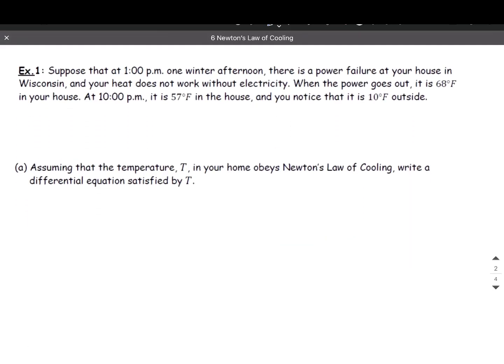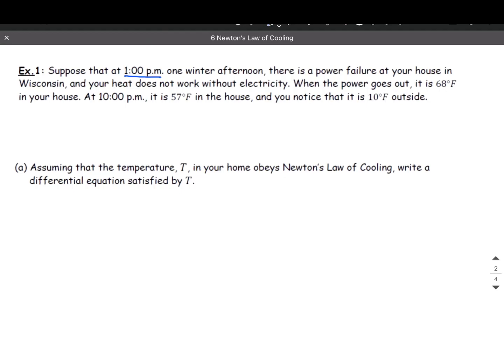Okay, so let's look at a problem. Suppose that at 1 p.m. one winter afternoon, there is a power failure at your house in Wisconsin, and your heat does not work without electricity. When the power goes out, it is 68 degrees Fahrenheit in your house, and at 10 p.m., it is 57 degrees Fahrenheit in the house, and you notice that it's 10 degrees Fahrenheit outside.